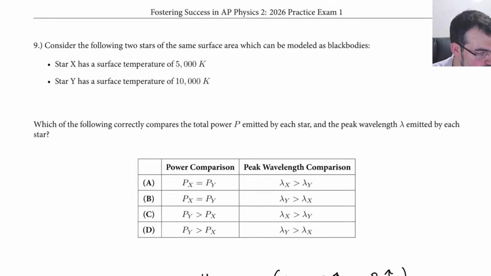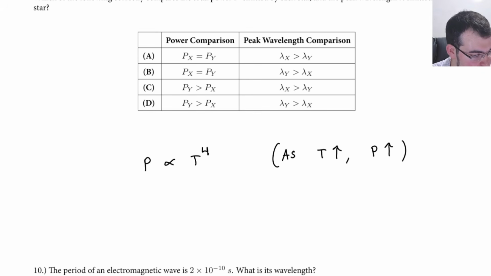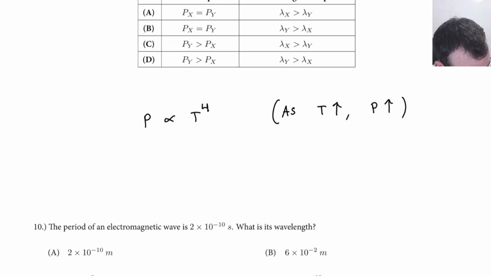And then what about the peak wavelength? Well, this uses Wien's displacement law, which says that the peak wavelength is equal to some constant divided by the temperature.